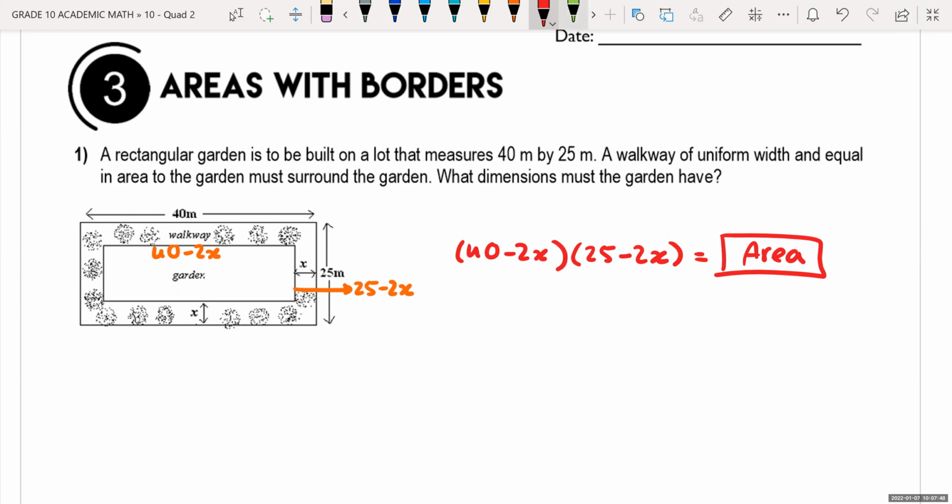By the way, we should have a let statement. And in this question, the let statement is just the width of the walkway because that's what they've already written for us in the diagram. So we're going to write that down. Let x represent the width of walkway.